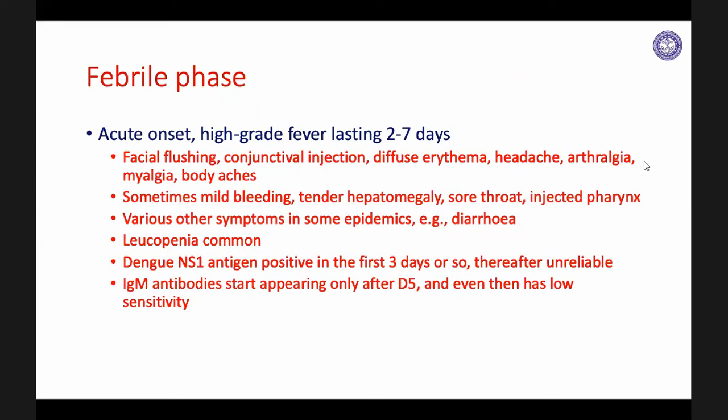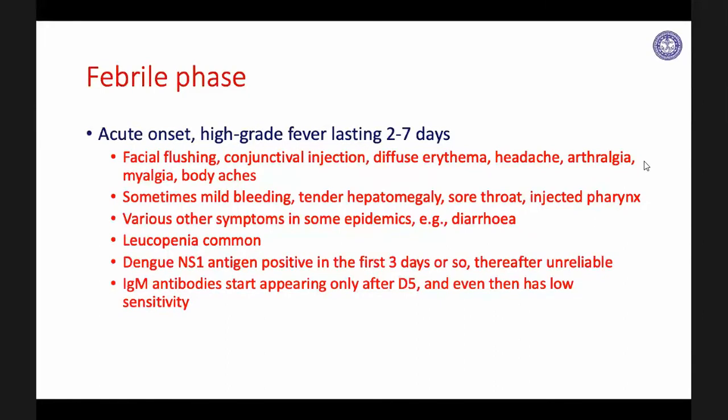So let's take phase by phase. Let's start with the febrile phase. It's a very acute onset high-grade fever lasting 2 to 7 days. Other clinical features are there's facial flushing, meaning the face looks very red and flushed. There's conjunctival injection, so you have red eyes. Diffuse erythema in the skin, which is blanching. There can be headache, arthralgia, myalgia, and body aches. Sometimes there may be some mild bleeding, especially mucosal bleeding. There can be tender hepatomegaly, and some patients also have a sore throat and injected pharynx.